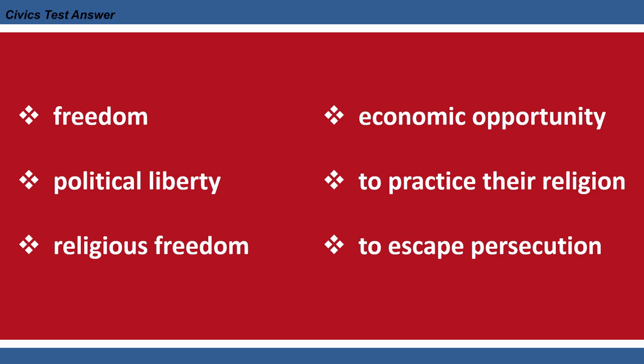Freedom. Colonists came to America for freedom. Some kinds of freedom colonists wanted included political liberty, religious freedom, and economic opportunity. Colonists also came to America to practice their religion and to escape persecution.